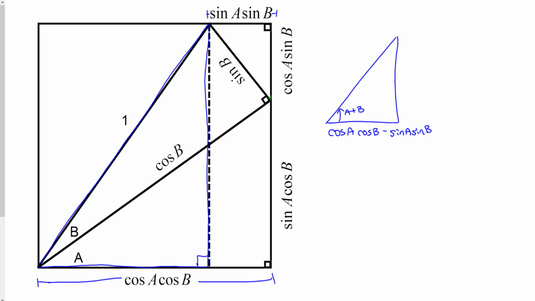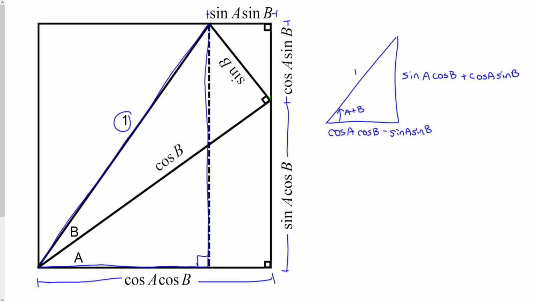And then the length of the upper side, the other side, if you consider from here to here, it's cosine A sine B. Then from there all the way down to there, it's sine A cosine B. This would be sine A cosine B plus cosine A sine B. All right, now the length of the hypotenuse is still 1. That was just from what we defined originally.